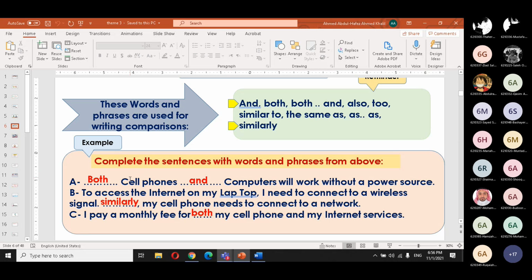So both and, you can use it in your daily life. Both Ali and Muhammad are my friends.